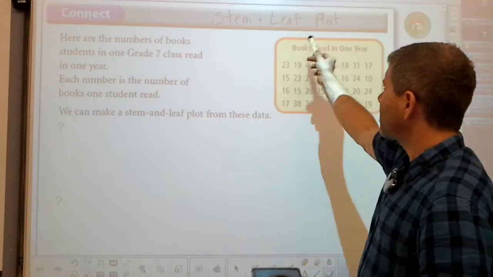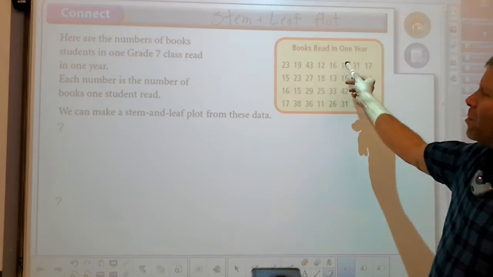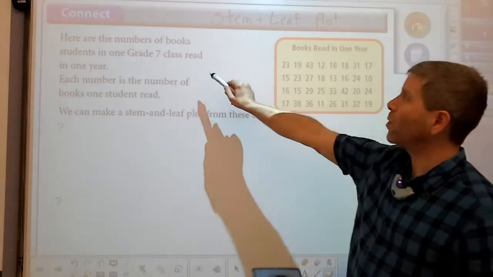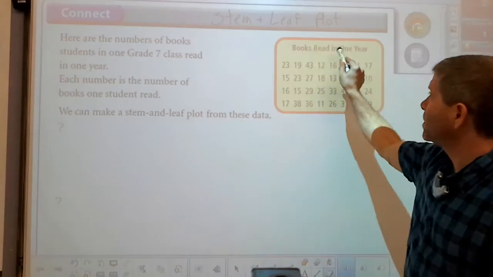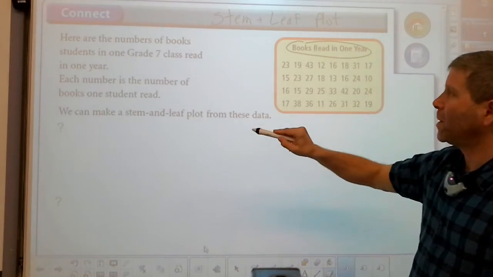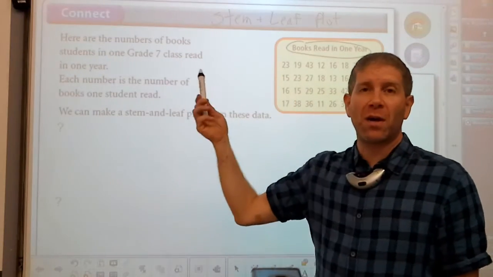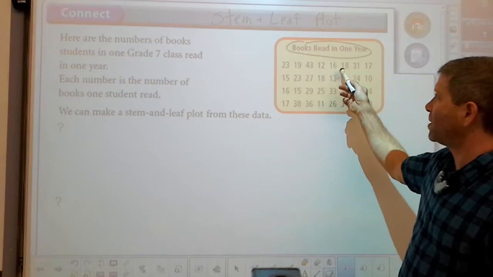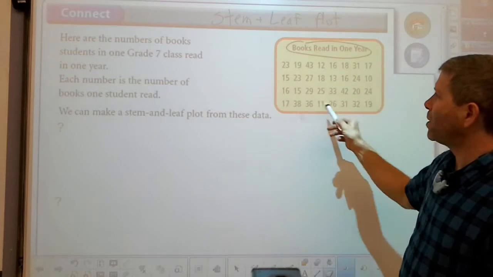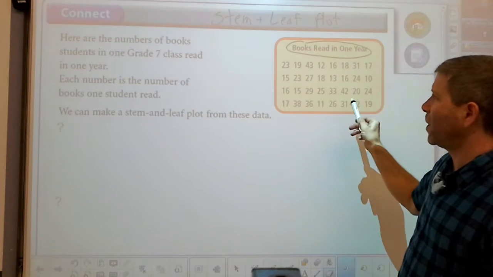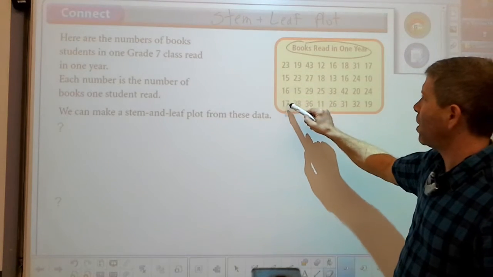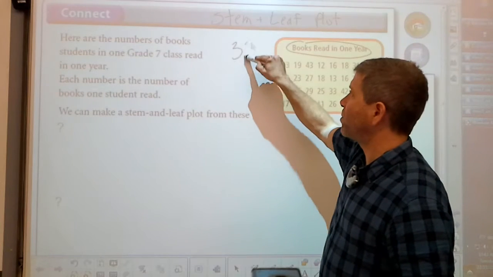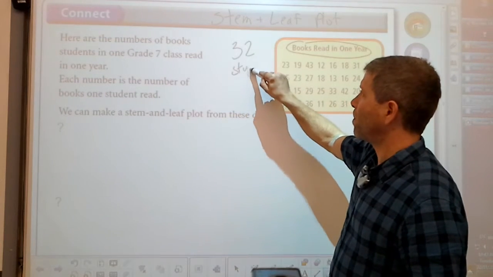So, let's look at this example here. Here are the number of books students in one grade 7 class read in 1 year. Each number is the number of books that one student read. So one student read 23, another 19, 43, 12, etc. So all these students read these numbers of books. And we can see we have 4 rows and 8 columns, so we know we had 32 students in total.